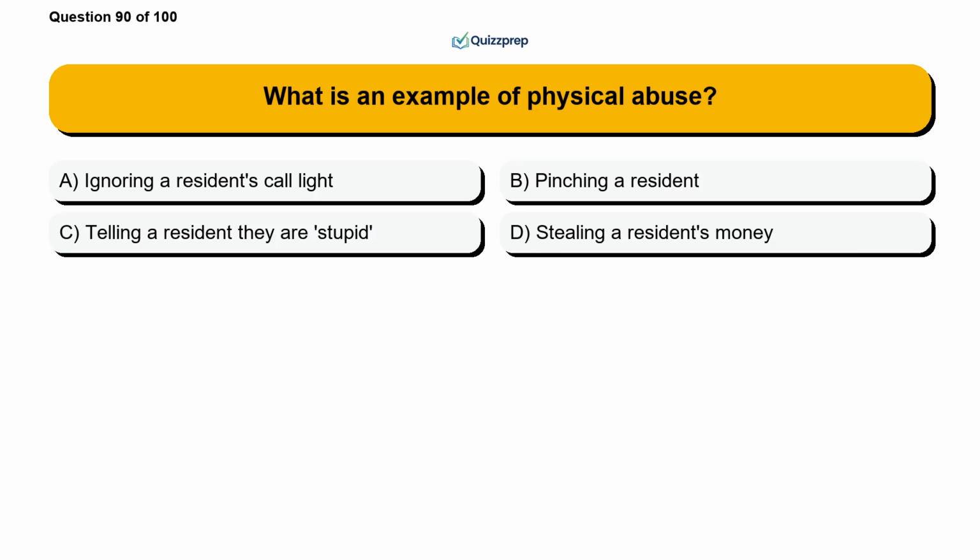Question 90. What is an example of physical abuse? Option A, ignoring a resident's call light. Option B, pinching a resident. Option C, telling a resident they are stupid.